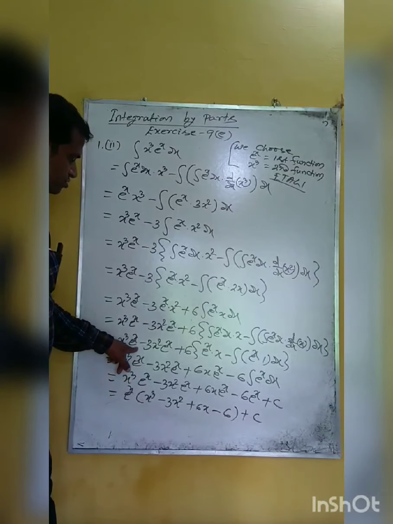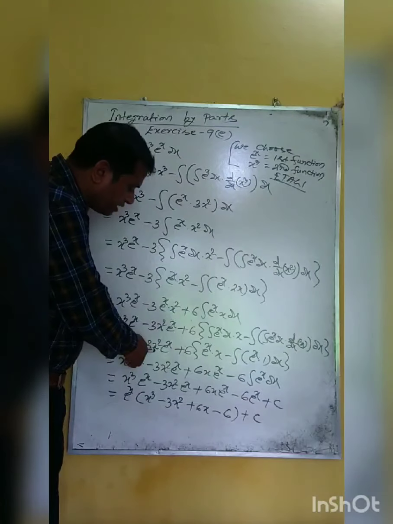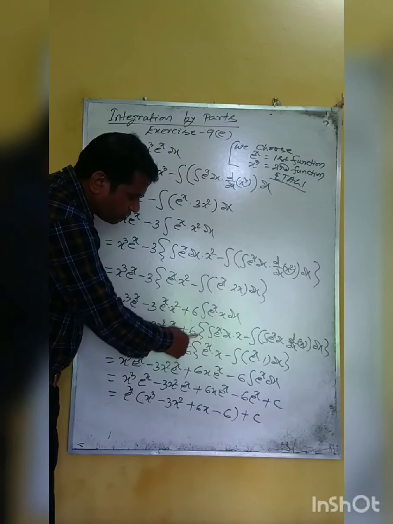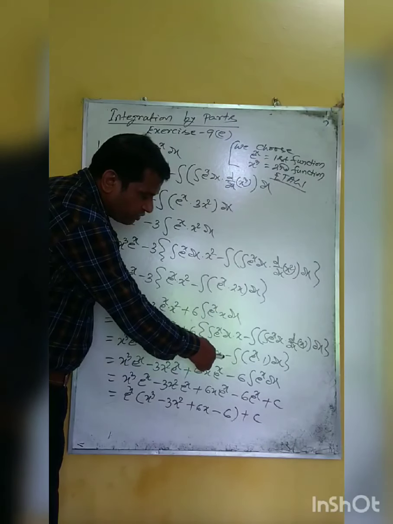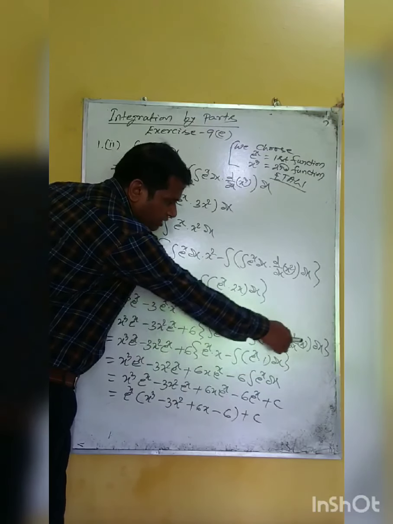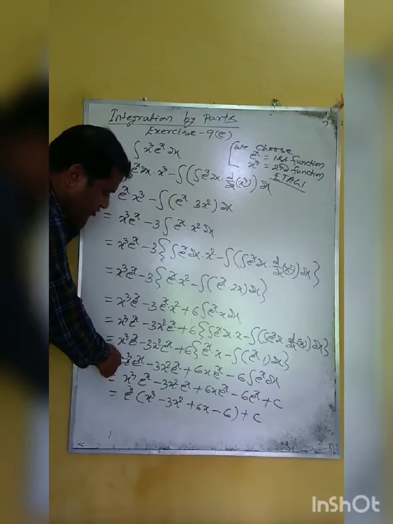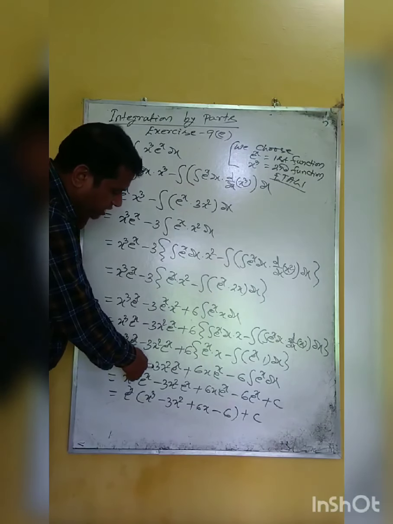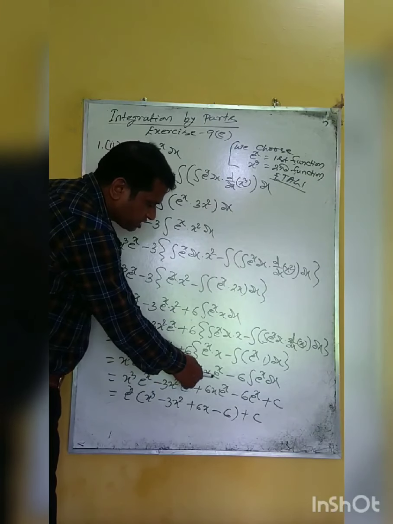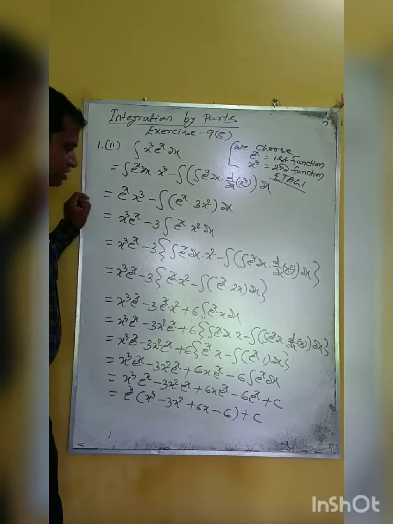That is x cube e to the power x minus 3x square e to the power x plus 6 in whole into e to the power x into x minus the integral of e to the power x into 1, the derivative of x being 1, e to the power x dx. That equals x cube e to the power x minus 3x square e to the power x plus 6x e to the power x minus 6 integral of e to the power x dx.